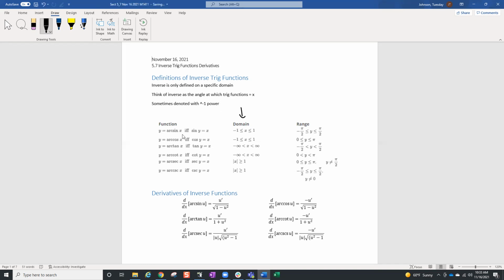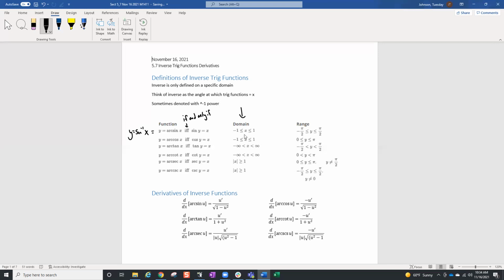So arc sine, y equals arc sine of x if and only if sine of y equals x, right? So it's the whole inverse idea. And sometimes we write this as y equals sine inverse of x. In calculus, we'll almost always use the arc sine because this -1, if you write a little sloppy, can easily be misunderstood. So we'll use arc sines almost exclusively.